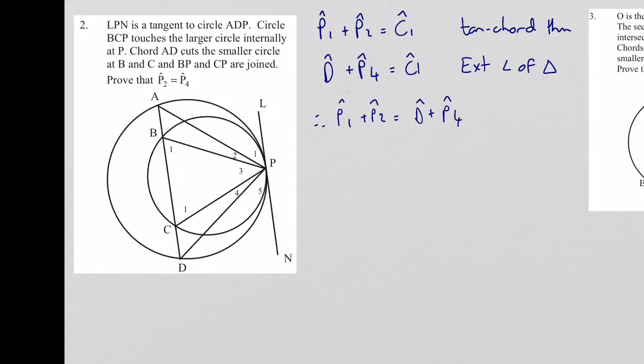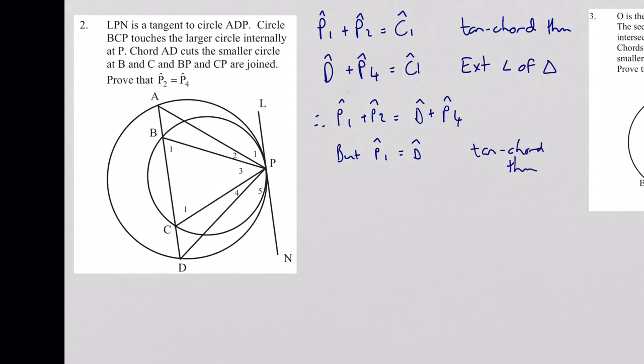So, looking back at the diagram, look where P1 is. P1 is there, and D is here. But hang on, there's a triangle here. And P1, therefore, must be equal to D because of tan chord theorem. Okay, so we're going to make that statement: P1 equals D, and the reason is tan chord theorem.